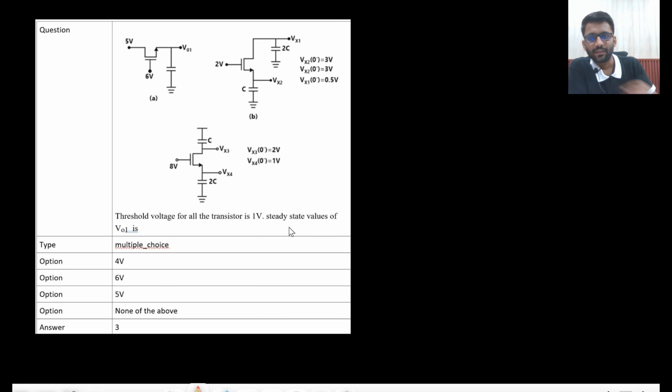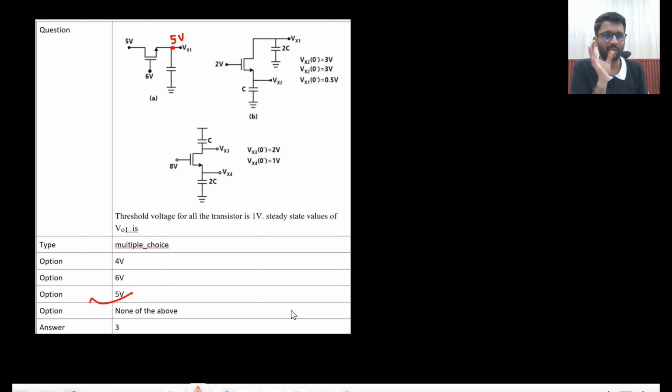Okay, now this question is based on pass transistor logic. Three circuits are there. First one: the threshold voltage for all the transistors is 1 volt, and find the steady state value of VO1. So this has the ability to charge till 5 volt, and VT is 1 volt, which means VGS should be greater than 1 volt as well. So this would be 5 volt only. So the answer is 5 volt.